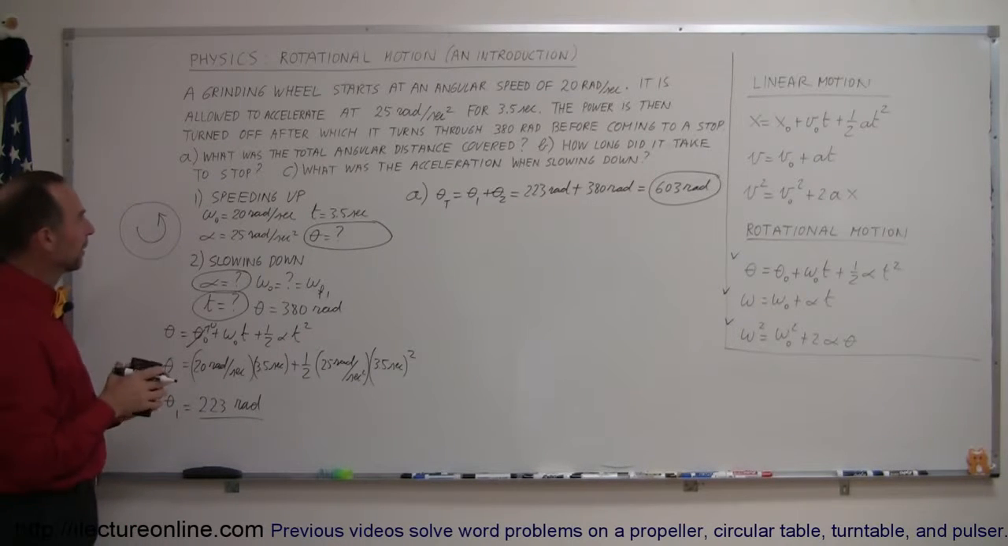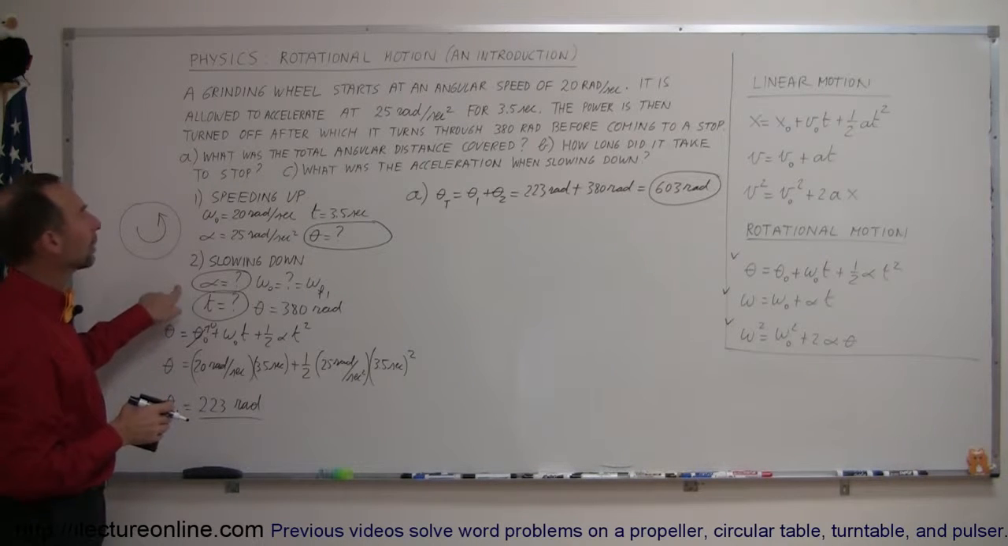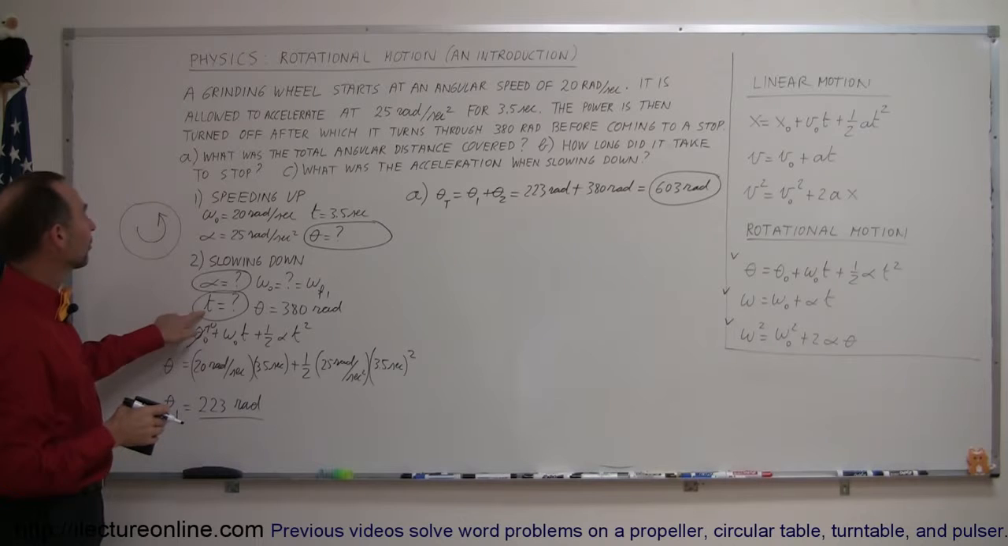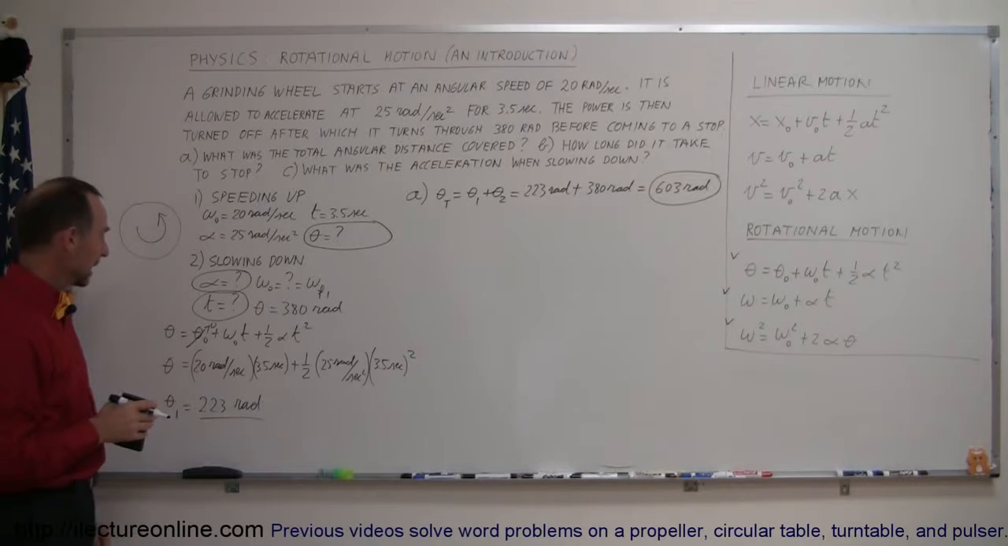Now we need to find part B and part C. Part B, how long did it take? And part C, what was the acceleration when slowing down? For that, we need to use one of those equations. And let's see here.